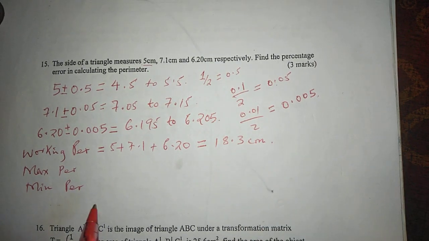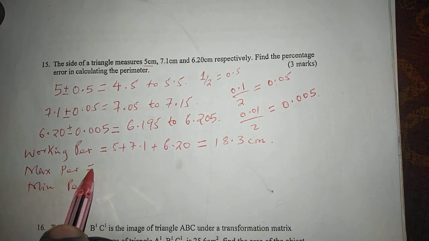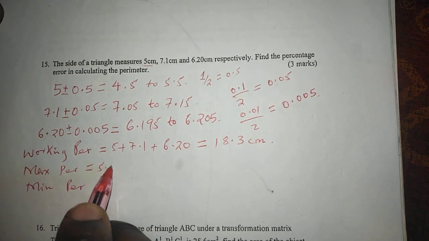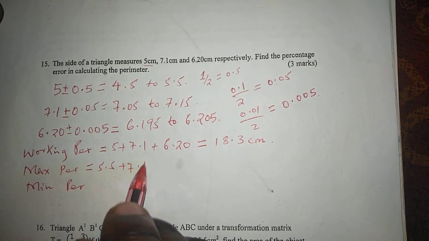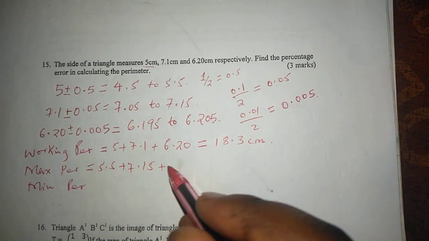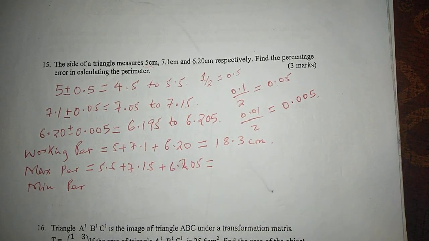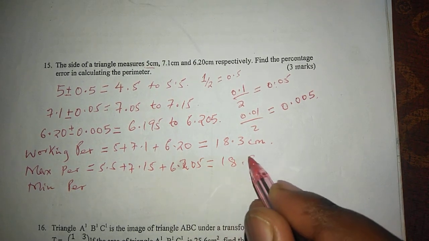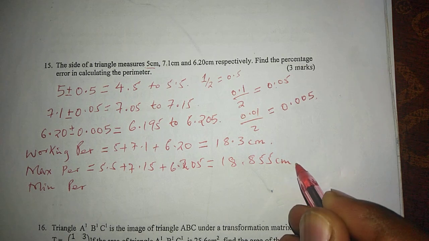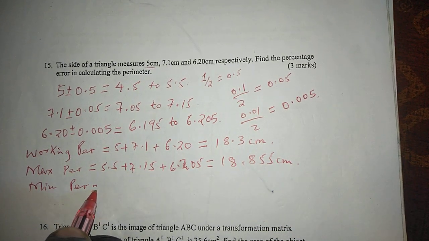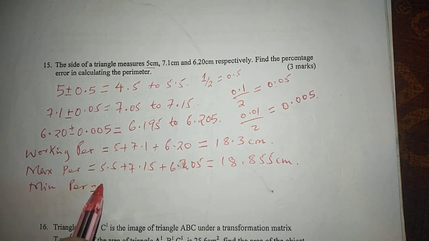centimeters. When we get the maximum perimeter, then we use the upper limits of the dimensions. 5.5 plus 7.15 plus 6.205, and this will give us a maximum perimeter of 18.855 centimeters.